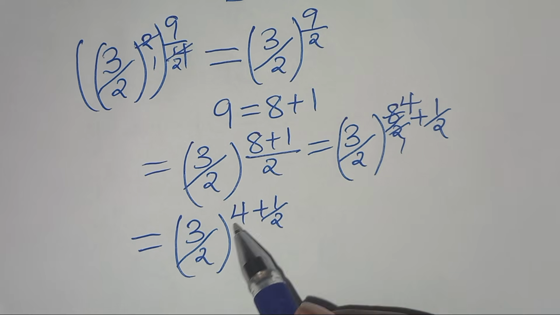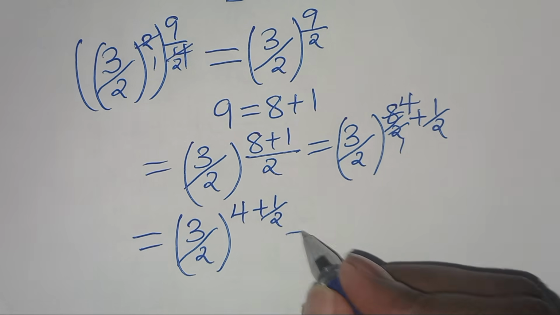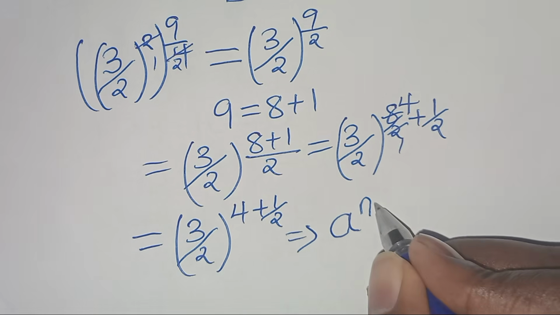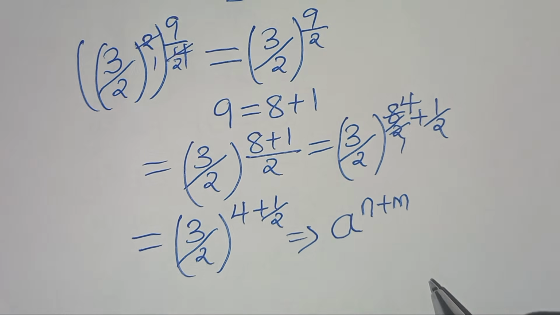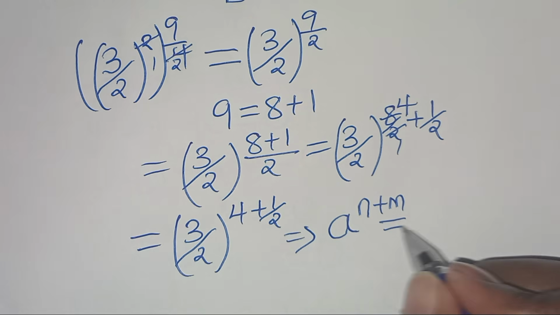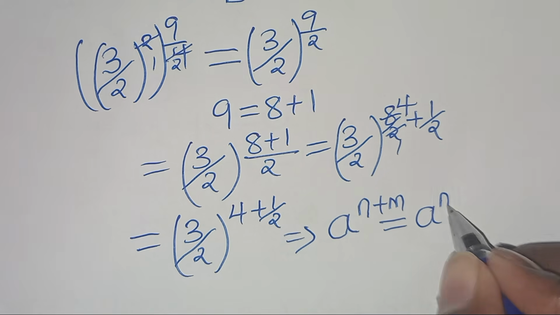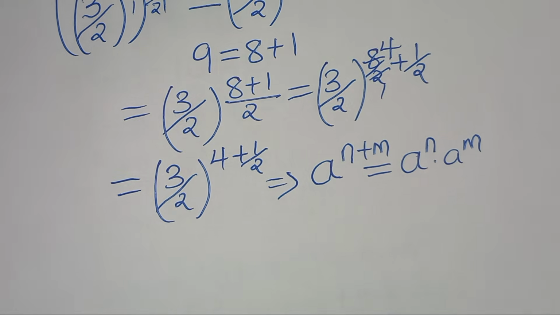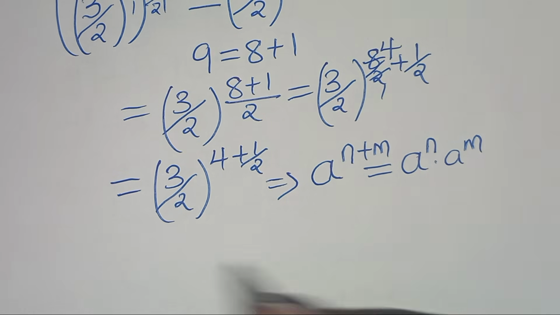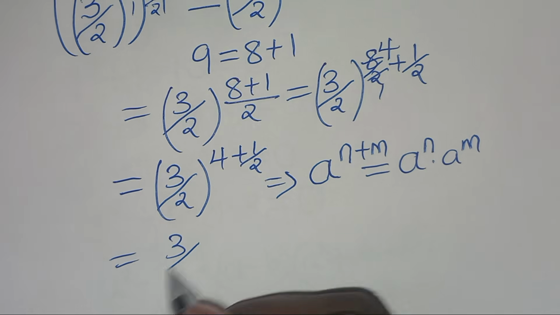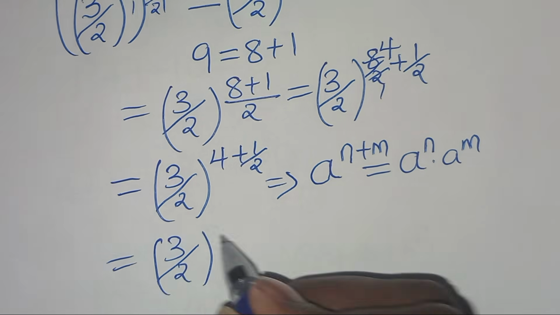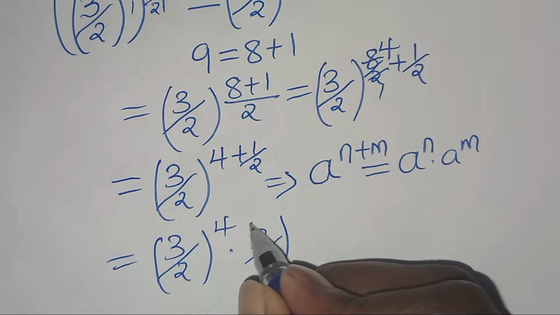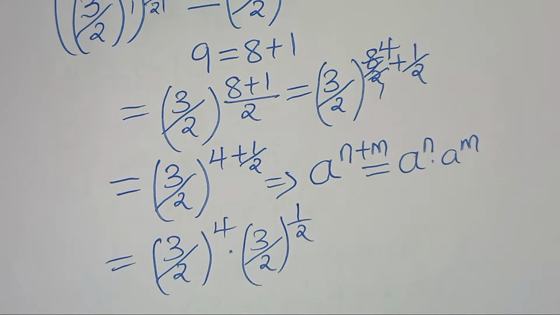And you find that 3 over 2 raised to power 4 plus half is in the form of a to the power of n plus m, which we can express as a to the power of n times a to the power of m. Applying this exponent property, we have 3 over 2 raised to power 4 times 3 over 2 raised to power half.